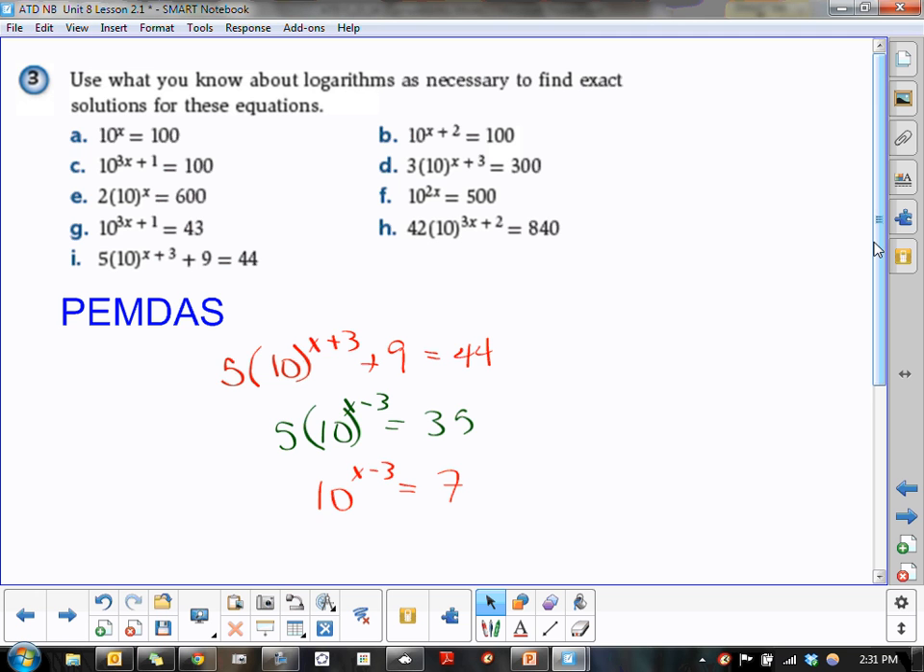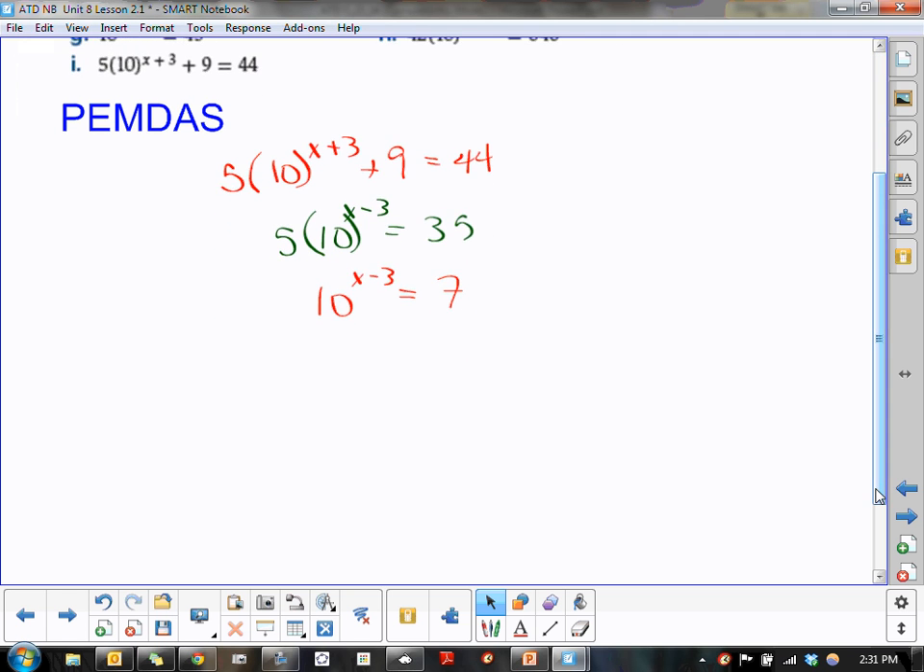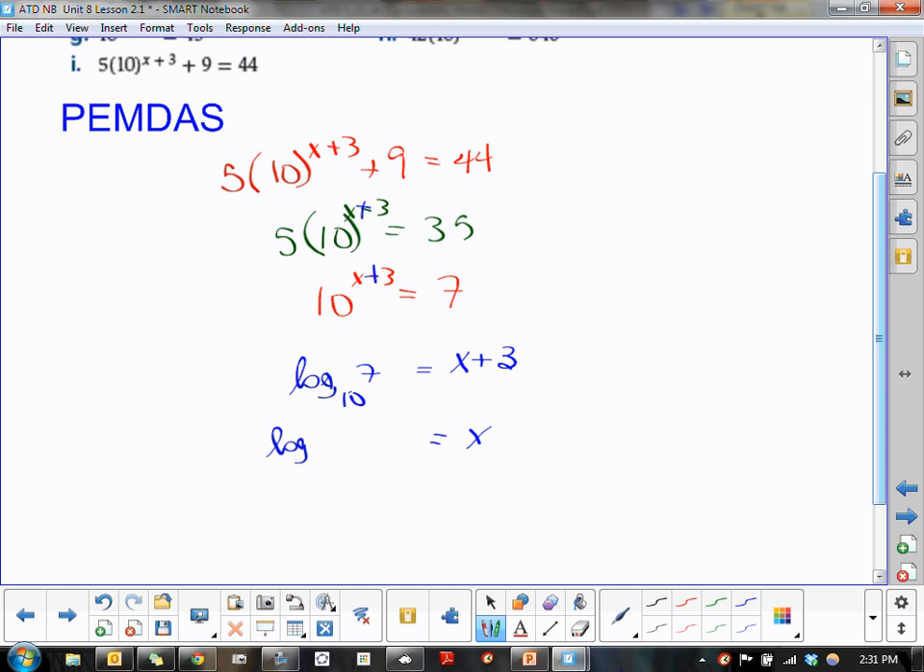Now we're at what level in PEMDAS? In the exponents. So now, in order to get that out of there, we have to use logarithms. It must be a log of base 10. Log base 10 of 7 must equal x plus 3. In order to find x, what do we need to do? Subtract 3. So it's the common log of 7 minus 3. You don't have to put the 10 down there if it's just a common log.